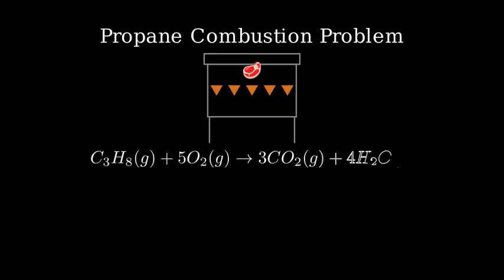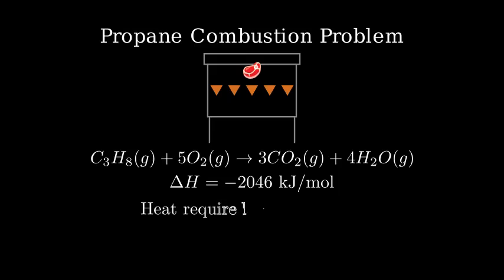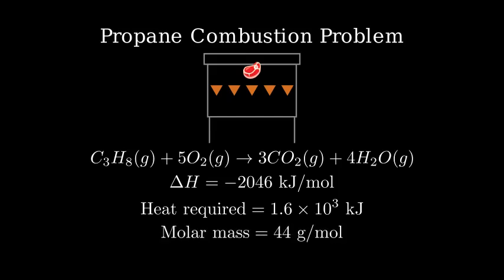Propane combusts according to this equation: C3H8 + 5O2 produces 3CO2 + 4H2O. This reaction releases 2,046 kilojoules per mole of propane. We need 1.6 × 10^3 kilojoules to cook our roast, and propane has a molar mass of 44 grams per mole. Let's solve this step by step.